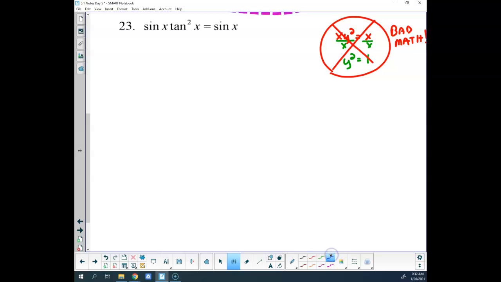So in order to do that, we first have to get everything onto one side and get it equal to 0. Your goal for all of these problems, when you have multiple trig functions, is to get it equal to 0. If you have one single solitary trig function, then you can get it equal to a number. But if you have two or three, got to get it equal to 0. Okay. Then we can factor out a sine.